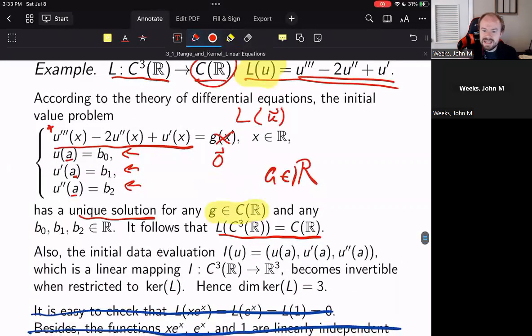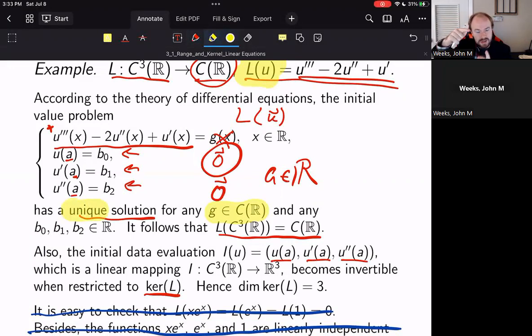If I take a look at the initial data evaluation of this, taking u of a, u prime of a, u double prime of a, this ends up being a linear mapping. Well, when I restrict it to all of the places where this is equal to 0, this turns out to be an invertible mapping here. That means that we could go backwards and forwards. First of all, for any g, there exists a solution, and there's no way to get a second solution when you plug in 0 here. That's where we're using uniqueness. There's no way to get two possible solutions for 0 here.